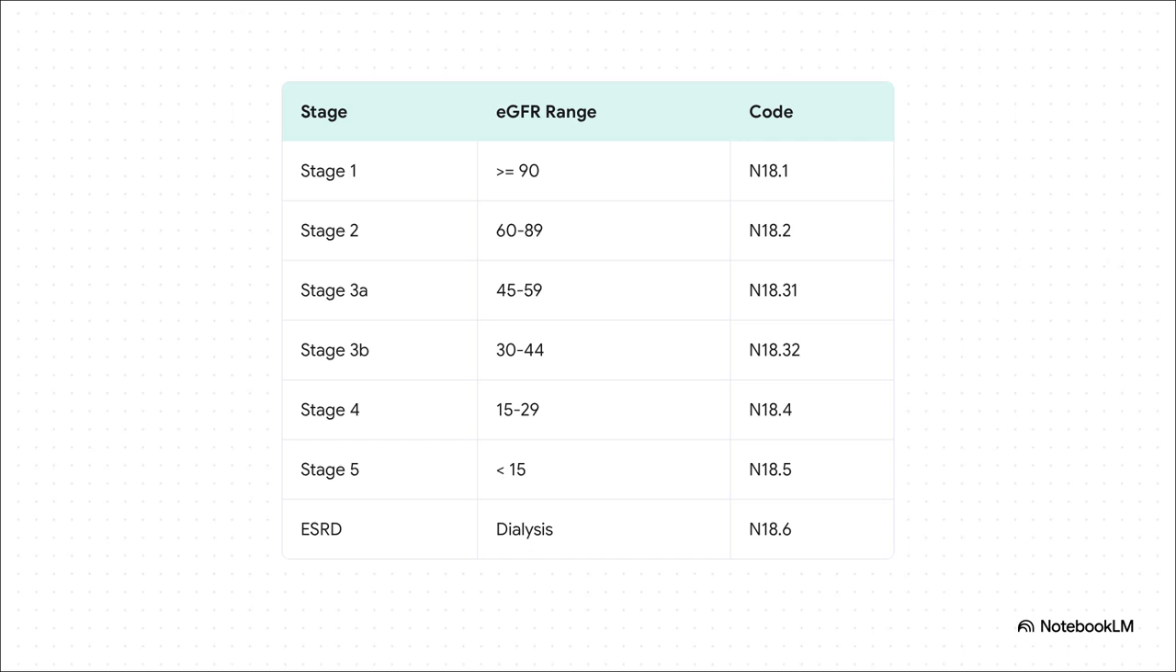And finally, end-stage renal disease, which requires chronic dialysis, is N18.6. This whole breakdown demonstrates exactly why documenting this specific stage is so mandatory and why we have to avoid that unspecified N18.9 code like the plague. Seriously, unspecified codes just cause revenue leaks and huge compliance risks.